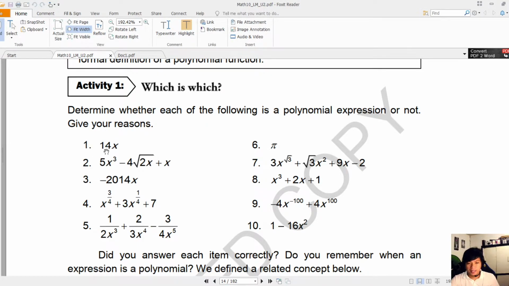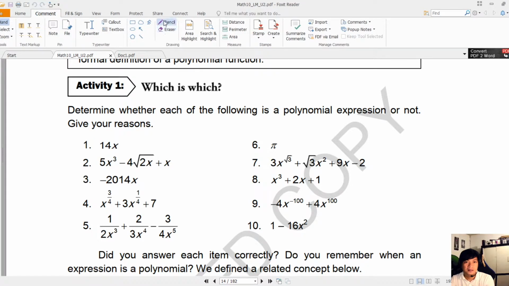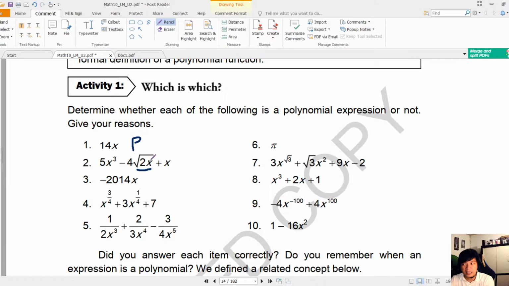Okay, number 1, so this is a polynomial. So dito sa pencil. So this is a polynomial. Okay. Number 2, this is not a polynomial. Why? Because the variable, ito yung isa sa mga dapat hindi mangyari sa polynomial expression. Pag yung x nasa loob siya ng radical sign, it is not a polynomial. So not a polynomial kasi yung x nasa loob siya ng radical sign. So number 3 is a polynomial.